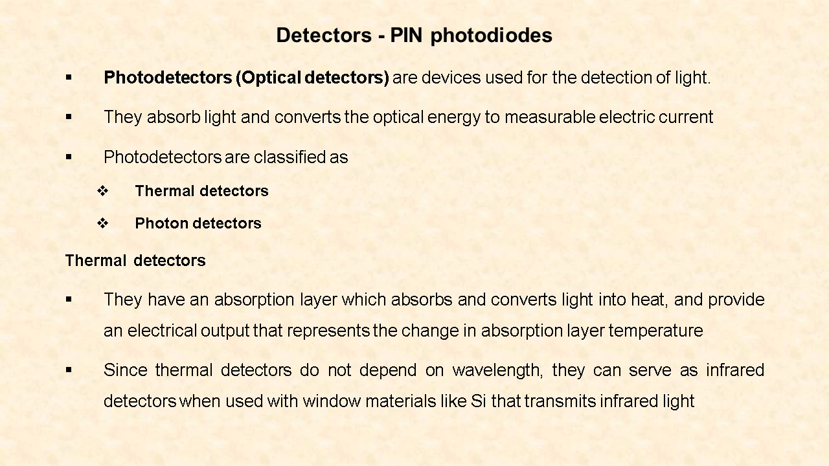The photodetectors are classified as thermal detectors and photon detectors. Thermal detectors have an absorption layer which absorbs and converts light into heat and provides an electrical output that represents the change in the absorption layer temperature. Since thermal detectors do not depend on wavelength, they serve as infrared detectors when used with window materials like silicon that transmit infrared light.